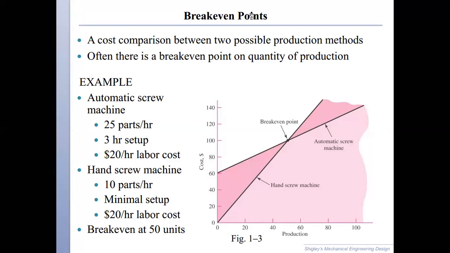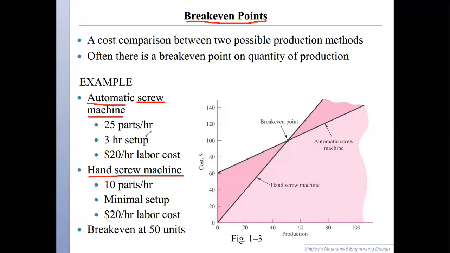For example, one analysis we do is called the break even point. Theek hai ji. What this break even point does is, let's say there are two possible ways to manufacture something. Let's take the example of screws. Let's say we have to fabricate screws, and there are two ways we can use. One is an automatic screw machine, and the other is a manual process, a hand screw machine. First of all, let's see what costs are associated with each.